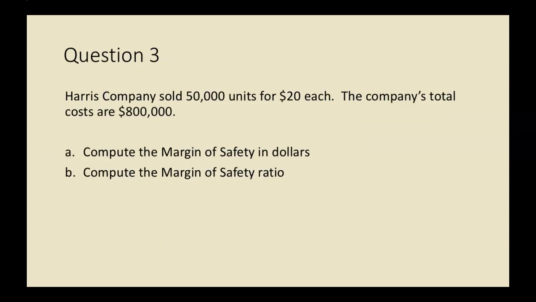Now our third question here is about margin of safety. So margin of safety is how far above the break-even point are you, right? How much of a safety net do we have? So this says that Harris Company sold 50,000 units for $20 each. The company's total costs are $800,000. We're going to figure out the margin of safety in dollars and the margin of safety ratio.